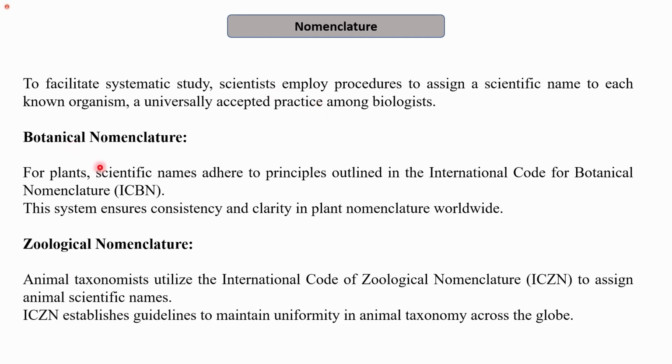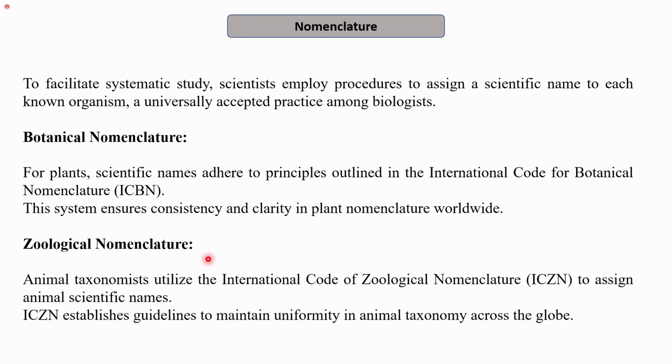So for plants, scientific names adhere to the principles outlined in the International Code for Botanical Nomenclature, which is ICBN, and this system ensures consistency and clarity in plant nomenclature worldwide. So if I discover a plant, if I identify a plant, then I have to follow all the rules mentioned in the International Code for Botanical Nomenclature to name that particular organism.